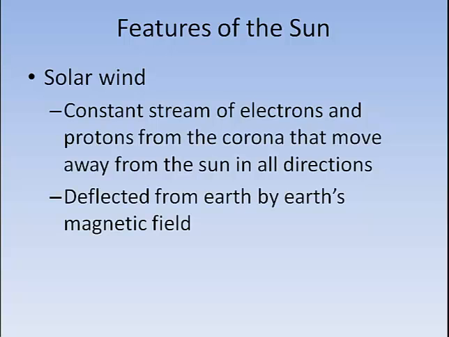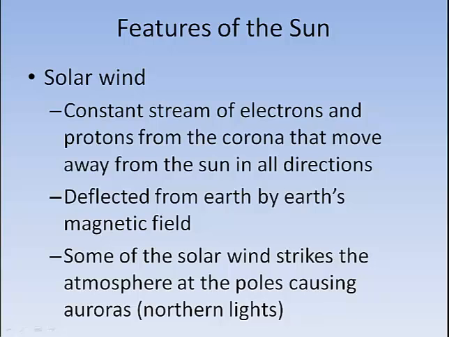Okay? And the good news for us is that Earth has a magnetic field, and it deflects this gentle stream of charged particles, electrons and protons, that leave the sun constantly. If we didn't have a magnetic field, the solar wind would eventually erode away our atmosphere. Right? Now, some of that solar wind is directed by the magnetic lines of Earth's magnetic field and actually hits our atmosphere at the poles, and when it does, it causes the northern lights, or the auroras.